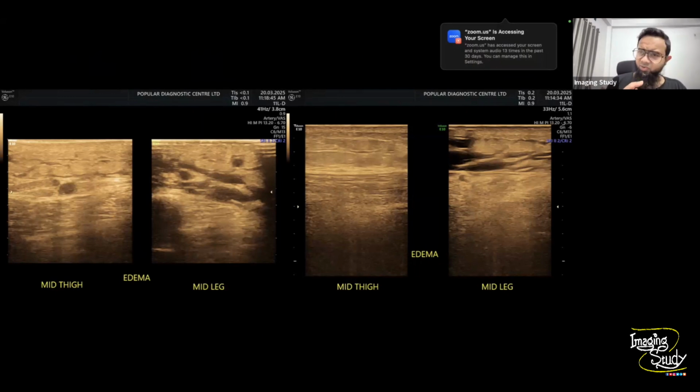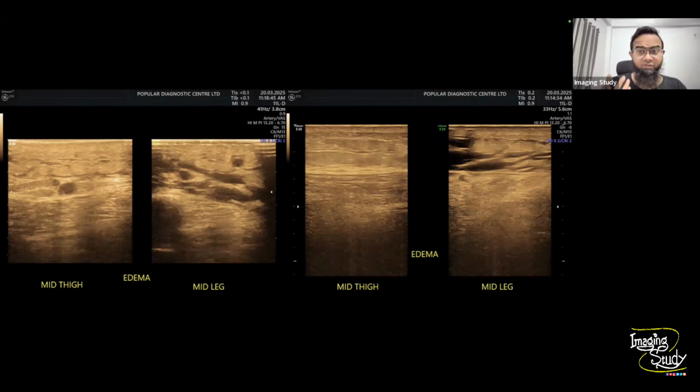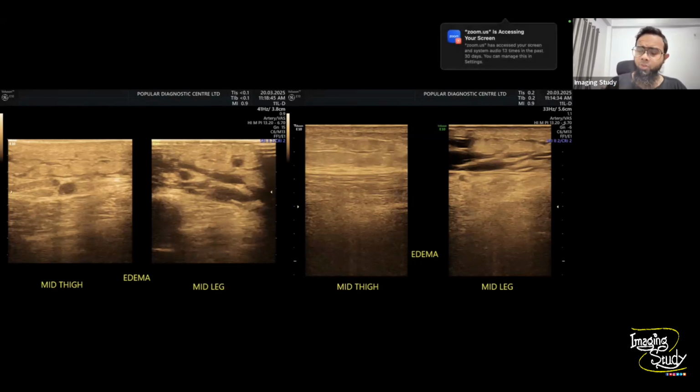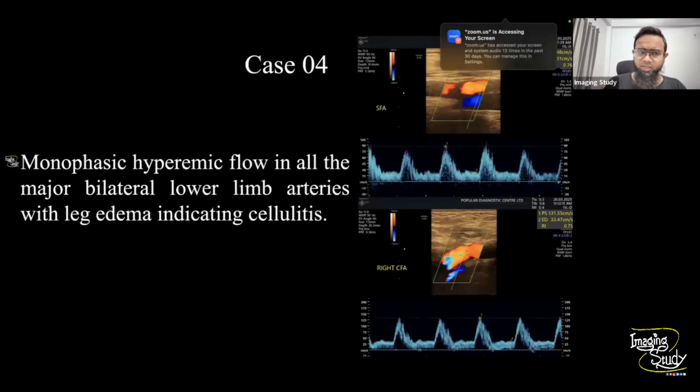Definitely the patient is having reddish skin. So you see the edema, you see some features of vasodilatation and high amount of flow. So these features conclude it as a case of monophasic hyperemic flow in all the major bilateral lower limb arteries with leg edema. It indicates this patient is having cellulitis. So these are the features of cellulitis in case of ultrasound. What else can you get in this patient? You may search for the inguinal lymphadenopathy, which is a very common association in such cases. So this patient is having cellulitis.